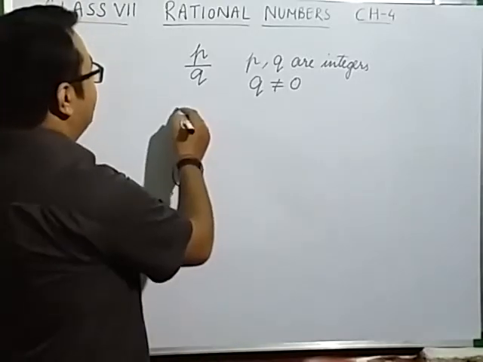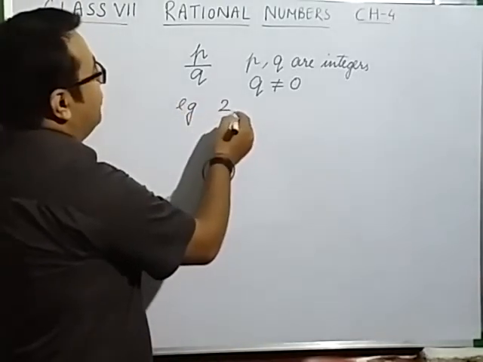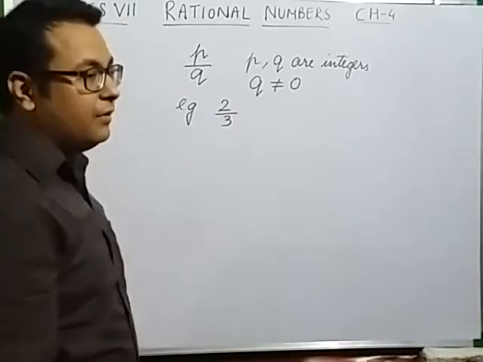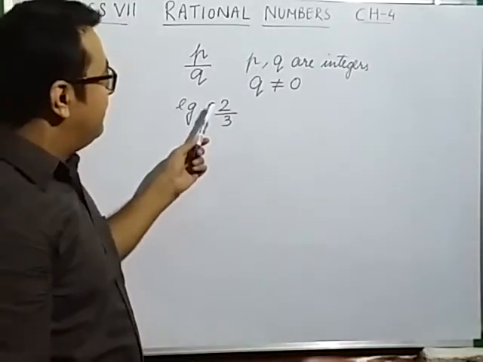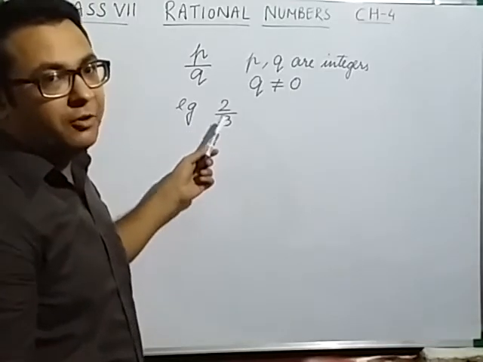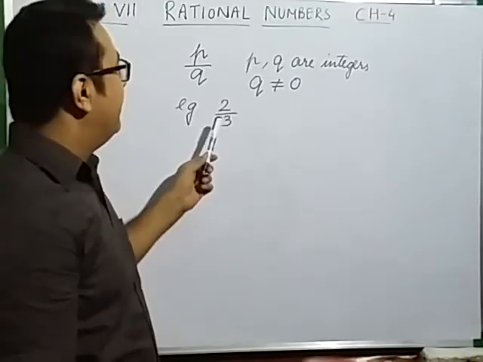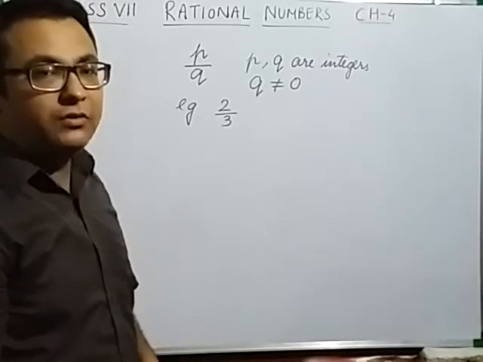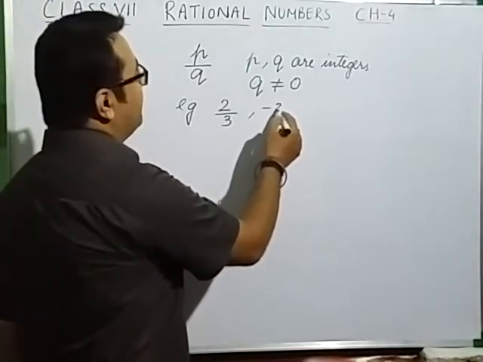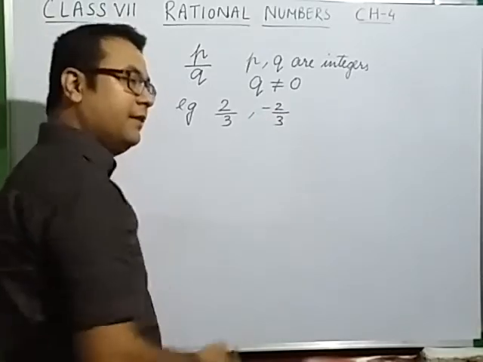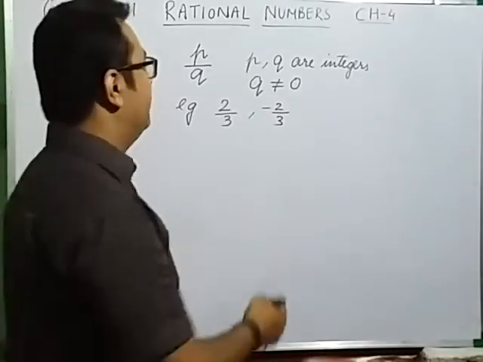Example, 2 upon 3. Okay, it is of the form of P upon Q. Both numerator and denominator are integers, and the denominator is not equal to 0. So it's a rational number. Another example, minus 2 upon 3. This is also a rational number.